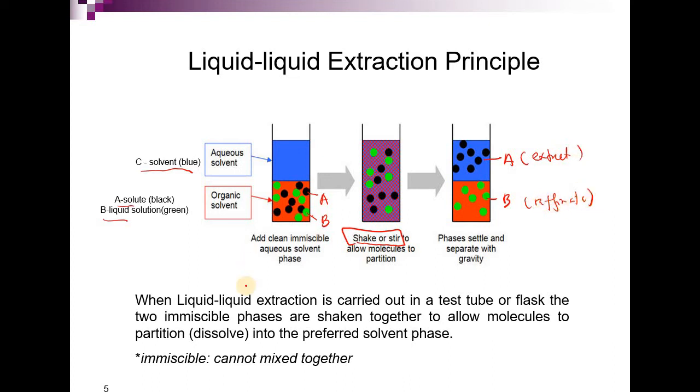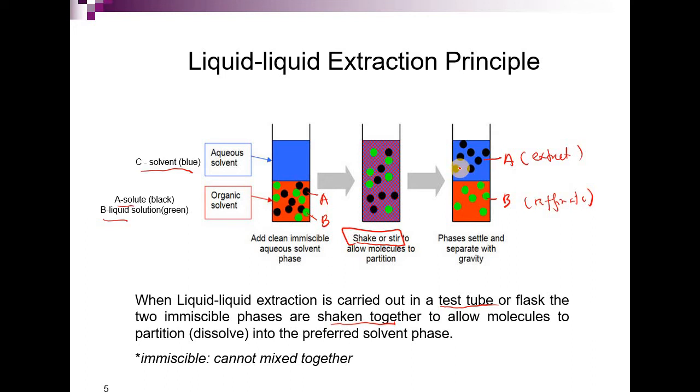Okay, so this is what happens when we have a test tube or flask. We have these two solvents and the liquid mixture. We shake together, and the solvent will extract the solute A.